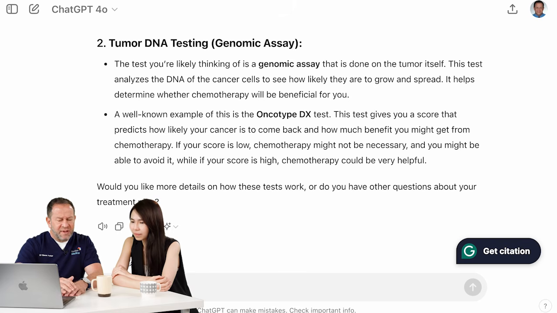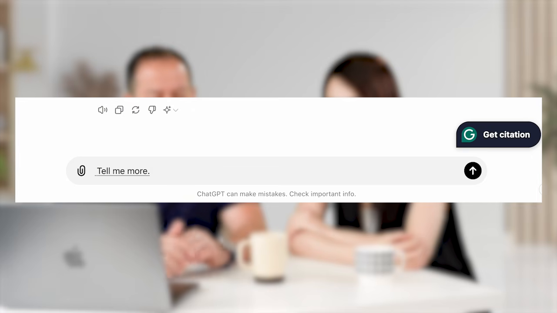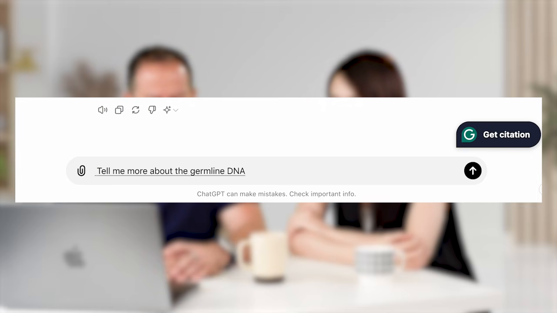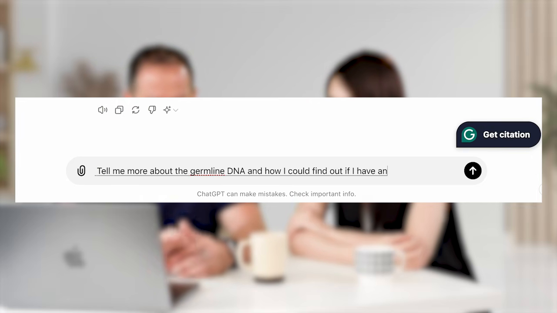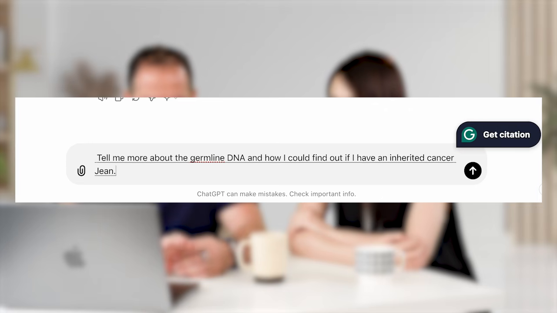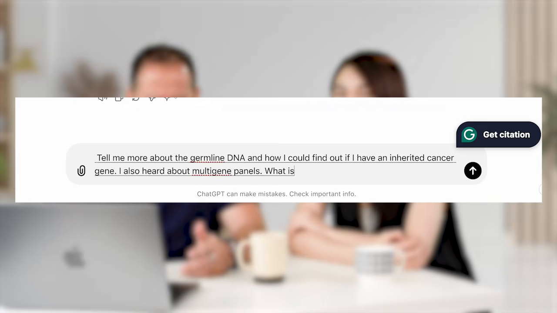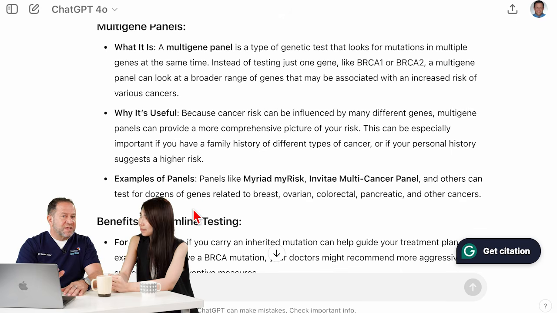Tell me more about the germline DNA and how I could find out if I have an inherited cancer gene. I also heard about multi-gene panels. What is that? That's cool for a patient because rather than Googling everything on their own, they can just use one device and then get everything sorted out. And it remembers. I think that Google is great and Google serves a purpose, but this is a personalized search.